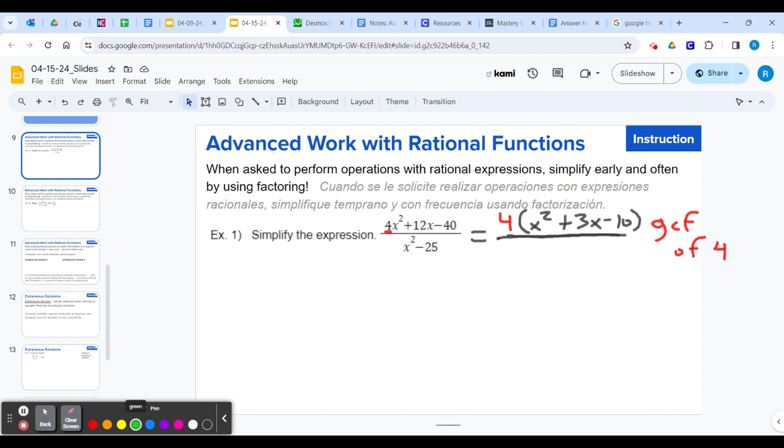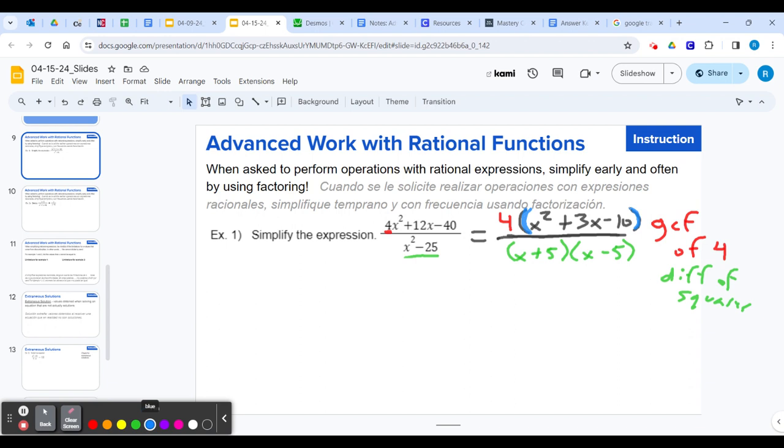Then I also have this instance on the bottom here where I have difference of squares. So instead of writing that x squared minus 25, I can write this as x plus 5 times x minus 5. Now, if I look here, there's still nothing I can cross off on top and bottom. So I'm going to look at this blue portion here. I'll throw the blue parentheses around what we have.